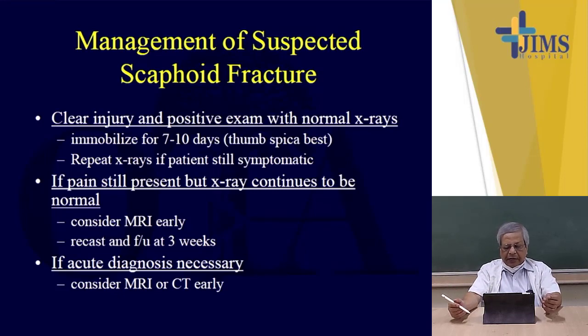Then after 7 to 10 days, X-rays are taken again. There's every possibility that this may reveal the fracture. If on repeat X-rays the patient is still symptomatic, if pain is still present but the X-ray continues to be normal, then consider MRI early. Then recast and follow up at 3 weeks again. If acute diagnosis is necessary but the X-ray does not reveal a fracture, then one should consider an MRI or CT.